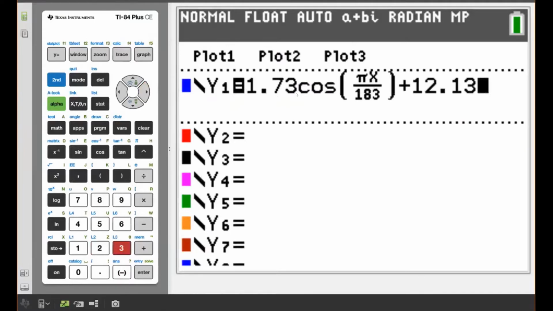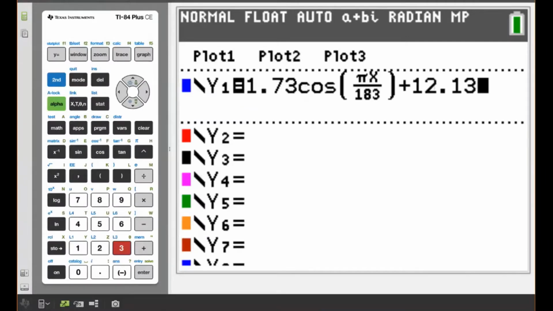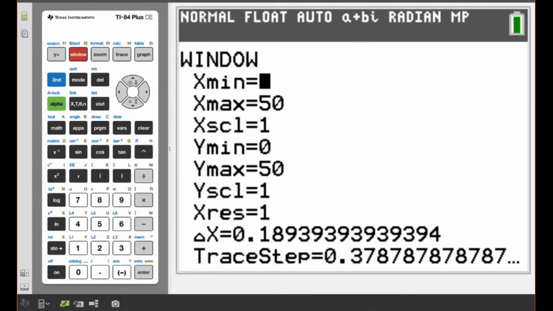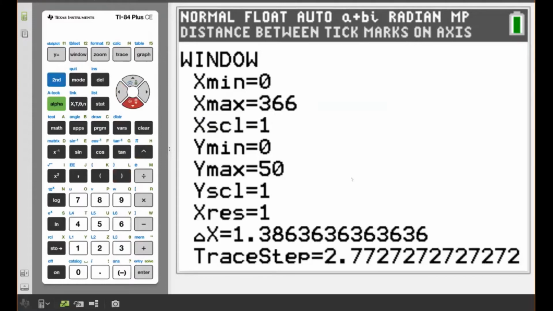So from here, I just want to double check that I've got all that in there. Yep, perfect, lovely. So from here, if I want to set up my window for this function, I know I've got an amplitude of 1.73, I've got a Y translation of 12.13, and I've got a period change of pi on 183. So in my window, my x min, I'm going to keep that as 0. My x max, I know that my period is going to change in 2 pi over b. So I can type this in as 2 pi over that b value, which was pi over 183. And this will automatically chuck this into the graph for us. We don't need to work that out. So we end up with 366, as you can see there.